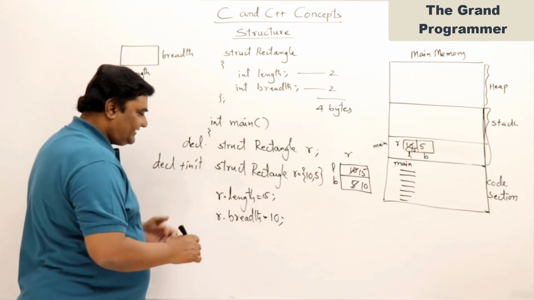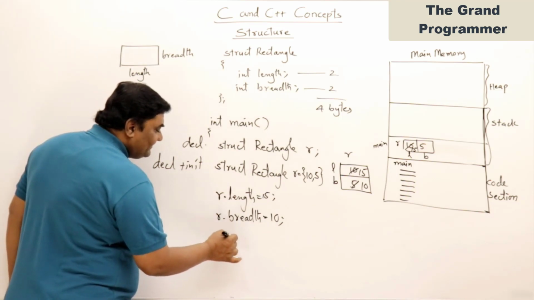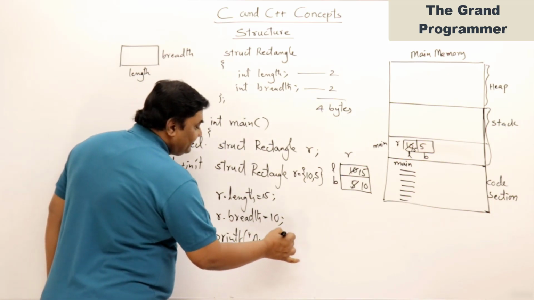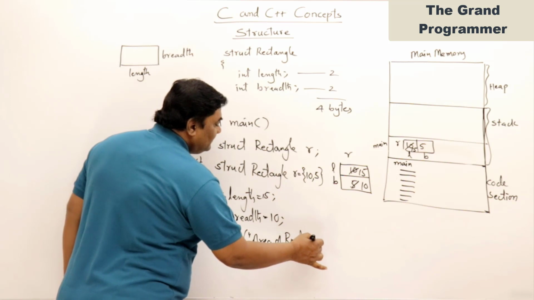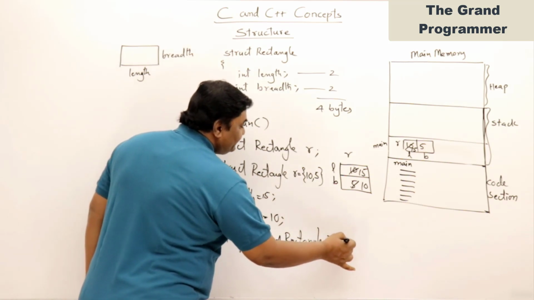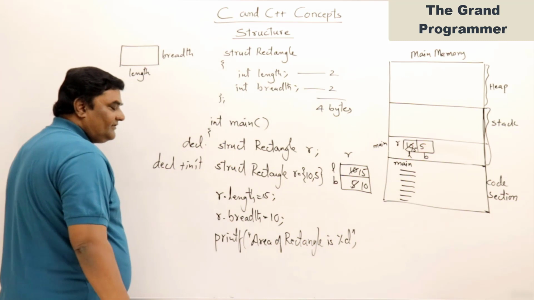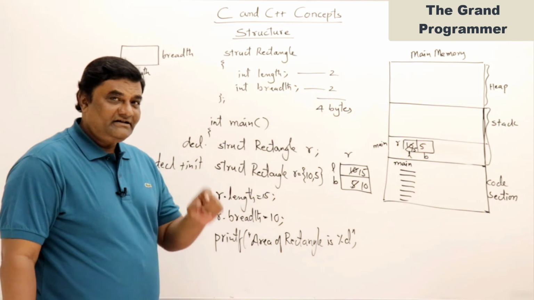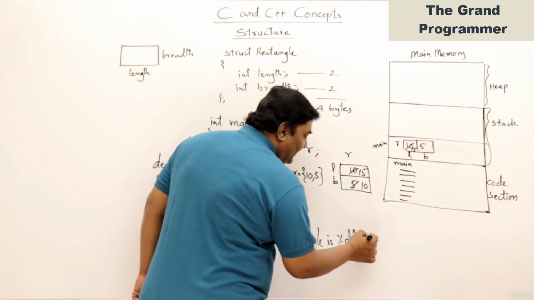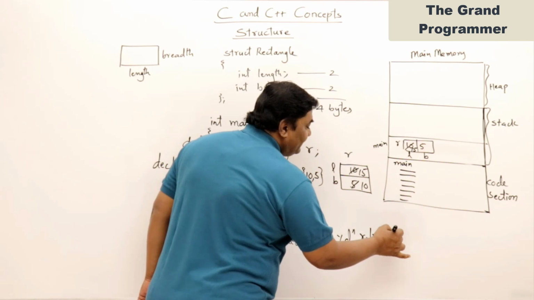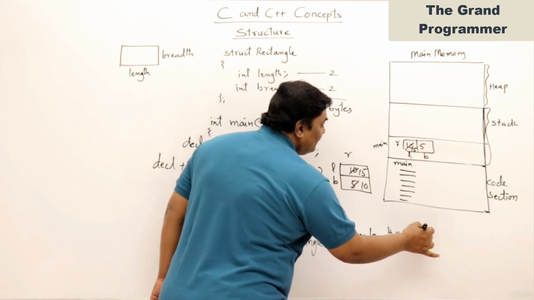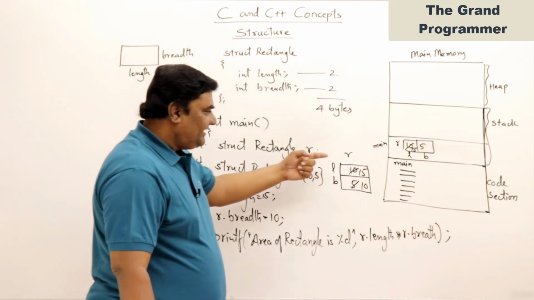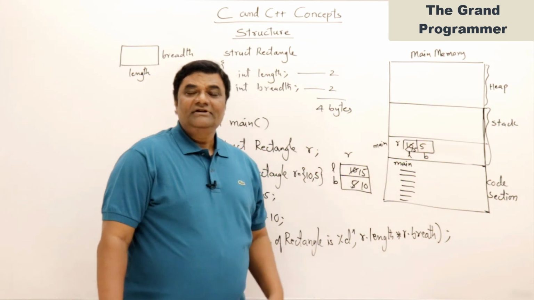Here I will calculate the area of a rectangle and show you. I will directly print the result: printf, area of a rectangle is %d. Here I will write the formula. So what is the formula for area? Length into breadth. So how to access that length and breadth? I have to use the dot operator. So say R dot length multiplied by R dot breadth. So this is how I can access the members. Length and breadth will be multiplied, that is 15 into 10, and I'll get the result as 150.